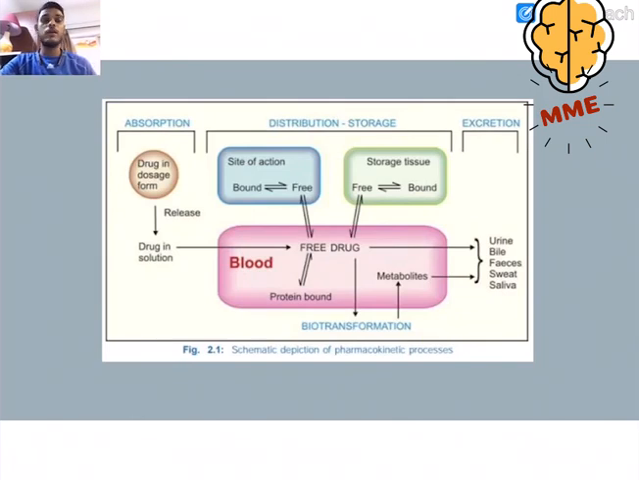This is a very good schematic distribution of the pharmacokinetic processes. This is a chart which I have taken from K.D. Tripathi, and which shows us the various phases of pharmacokinetics where the drug is being absorbed, the drug is being distributed, and the drug is being excreted after it is being metabolized and forming metabolites, and these metabolites are being excreted via urine, bile, feces, and saliva. Okay, so as you can see, after the drug has been administered, the metabolites are being excreted from our body.